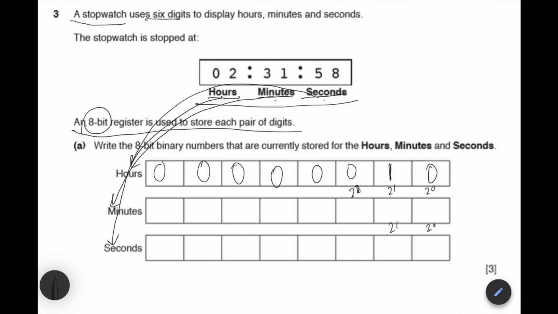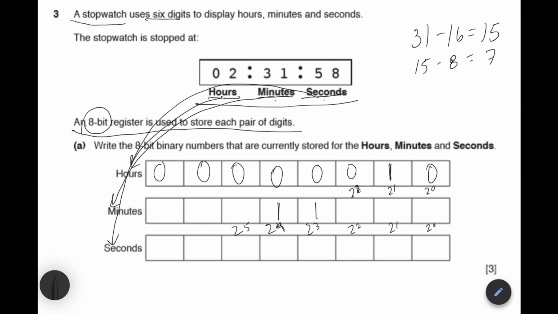So 2 to the power of 1, 2 to the power of 2, 2 to the power of 3, and 2 to the power of 4. And then 2 to the power of 5. So 2 to the power of 5 is 32, which is too big for 31. But 2 to the power of 4 is 16, which is just fine. So you can put a 1 right there, and then we can do 31 minus 16 equals 15. 2 to the power of 3 is 8, which fits perfectly fine into 15. So you can put a 1 right there. And then 15 minus 8 equals 7.